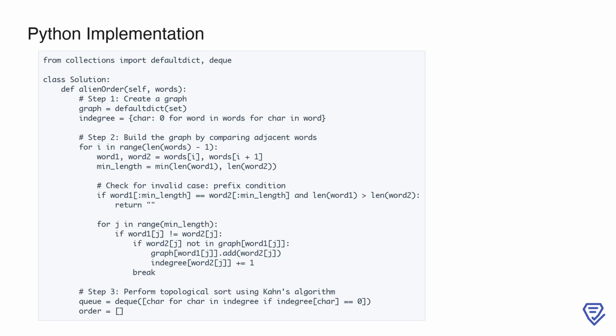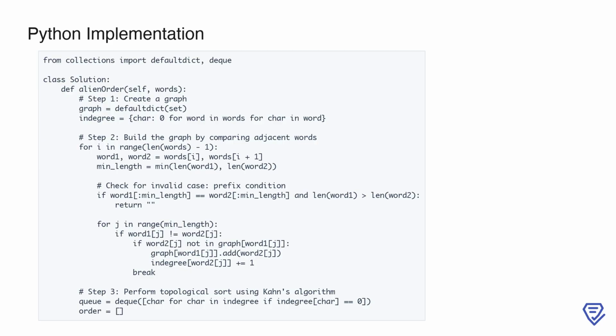Next, we build the graph by comparing each pair of adjacent words in the input list. For each pair of words, we determine the minimum length between the two, and check for a special condition. If one word is a prefix of the other, but the first word is longer, the input order is invalid, and we return an empty string.